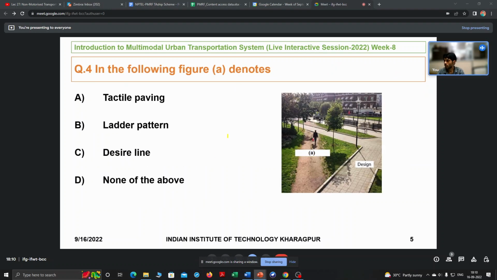Now you can try to answer what the following figure A, which is shown in the figure, denotes. Does it denote a tactile paving? Does it denote a ladder pattern of movements? Or is it a desired line? So what is desired line? Do you know what is desired line? Why is it called desired line?